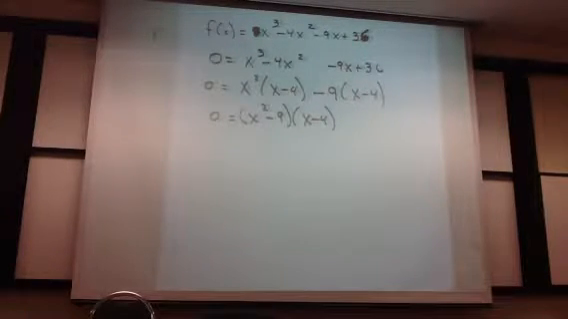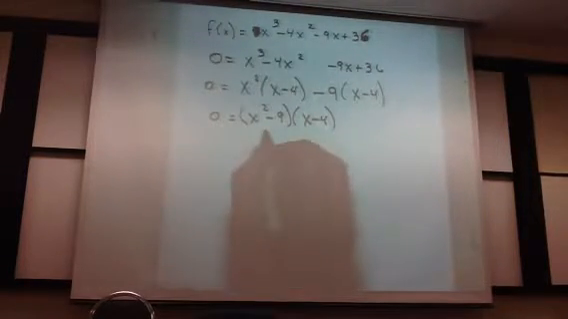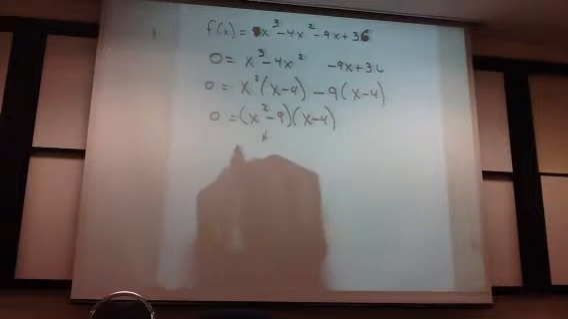I know what you're thinking. It's not a perfect square, it's the difference of squares. There you go. Difference of squares. Very good. Anybody else observe that? Difference of squares here.